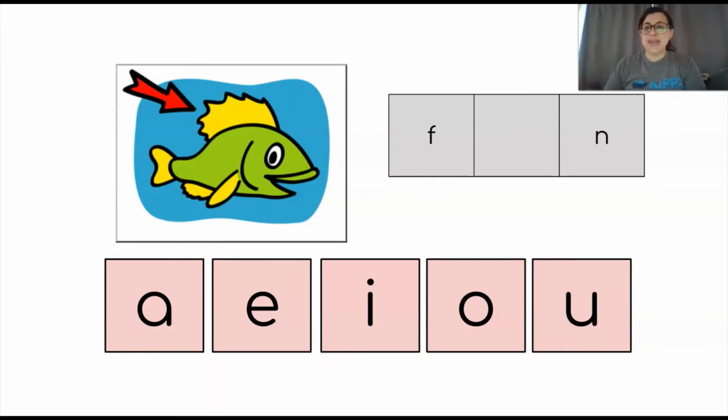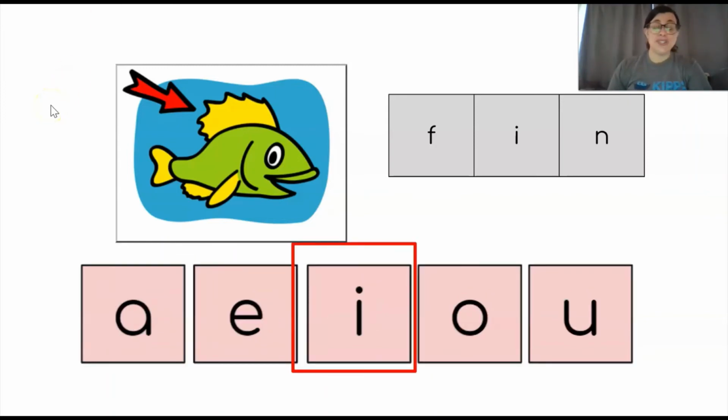Find the middle sound. This is a picture of a fin. Fin. Your teacher's going to pause the video and you're going to find the middle sound in fin. Did you say the letter I? You're right. The letter I makes the I sound.